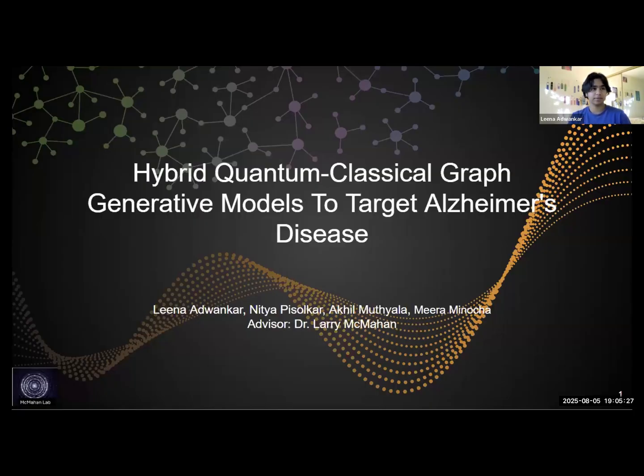So this is the QC1 project from the McMahon lab, and we are using hybrid quantum classical graph generative models to target Alzheimer's disease. My name is Lena. I'm Nithya. I'm Akil. And I'm Mira.